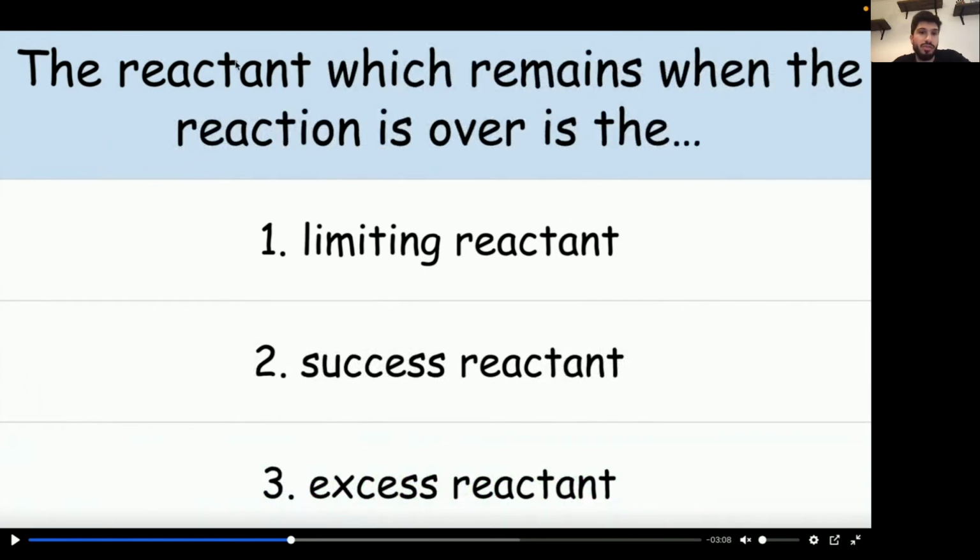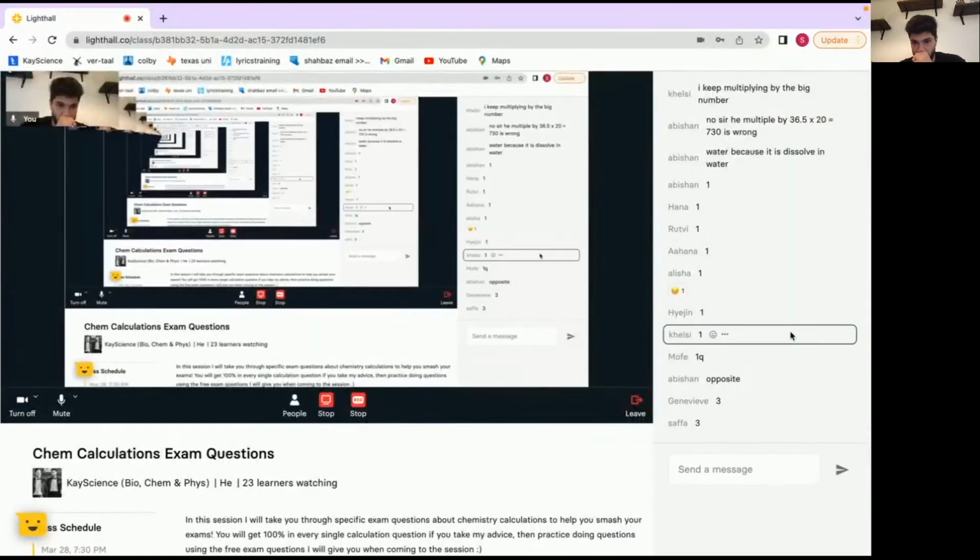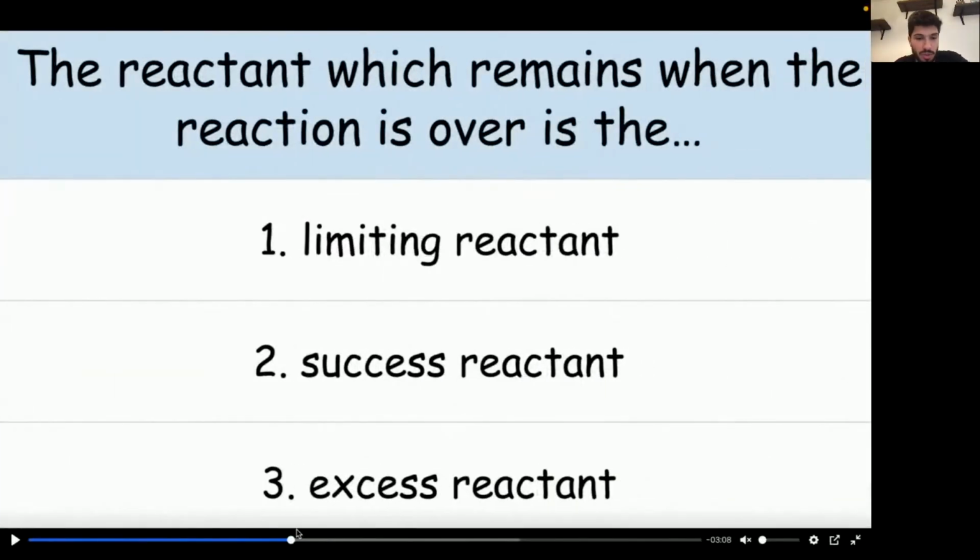Next one. This one's not easy. The reactant which remains when the reaction is over is the 1, 2, or 3. 3, 2, 1, and go. Easy, of course, number 3. Let's just move on. Everybody gets that.